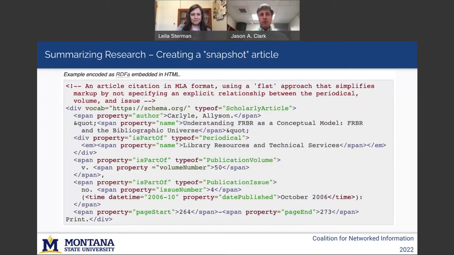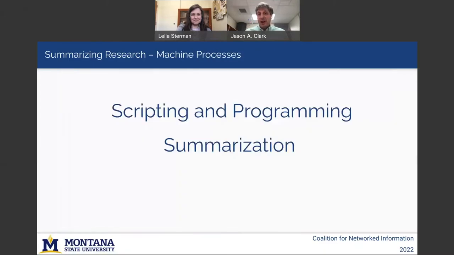And then you get into how do you script and program summarization? So the machine processes themselves. And I'll give a little time to this part of the conversation. Again, we saw from the survey that our researchers saw value in summarization and creating different kinds of readability levels for their research. But they also didn't have full resources and always the time. And as Leila pointed to, they're not always incentivized to do this.